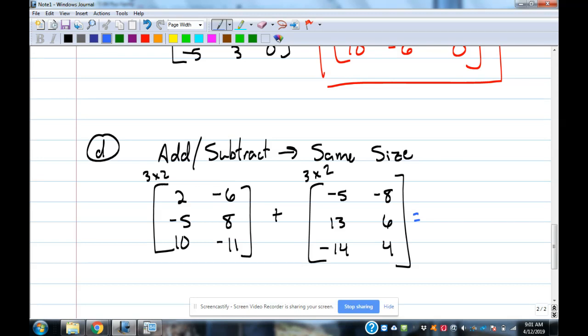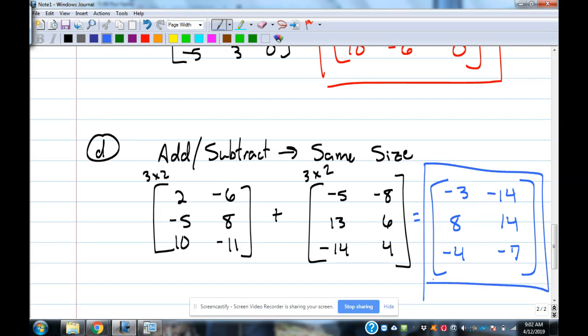You just add matching elements. I generally don't do matrix addition with the calculator, but you can if you want to. You put matrix A in as this, matrix B in as that, and then tell your calculator matrix A plus matrix B, and it will give you the answer. I'm not going to go through typing that in the calculator. You guys are smart enough to do that. So that would be -3, -14, 8, 14, -4, and -7. That would be the sum matrix for those two. But again, it has to be the exact same size for addition and subtraction.